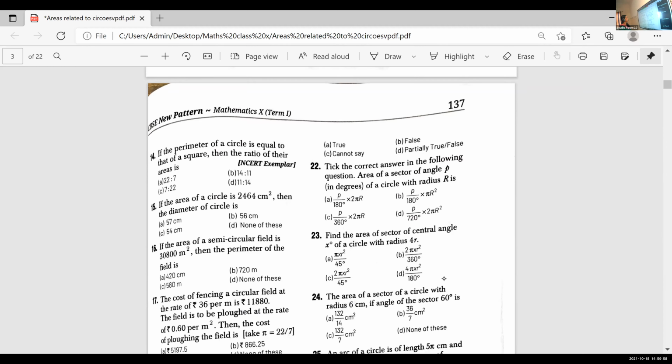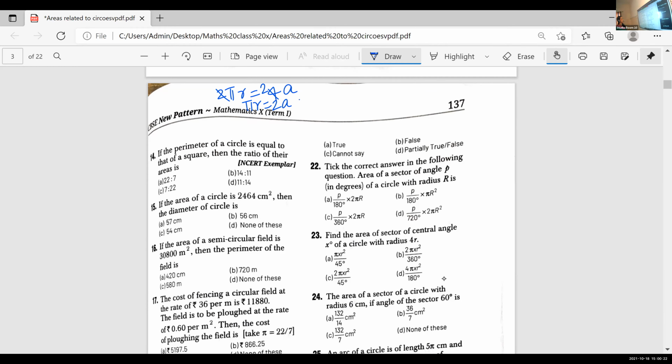Perimeter of a circle is equal to that of a square. So, 2 pi r, isn't it? Perimeter of a circle means it is 2 pi r, equal to perimeter of a square, which is 4a. If you cancel this, you will get 2a. So you'll get pi r is equal to 2a.